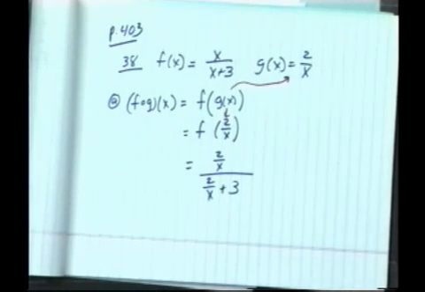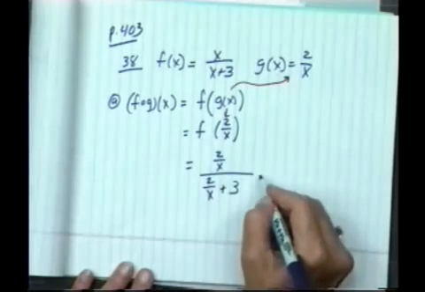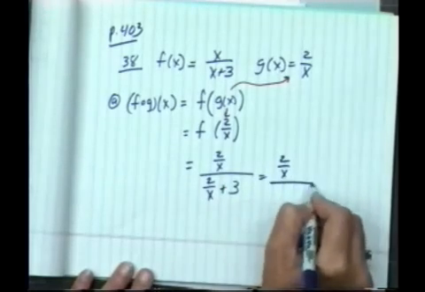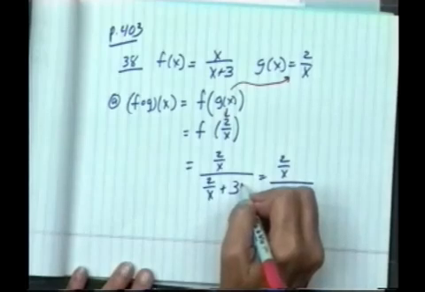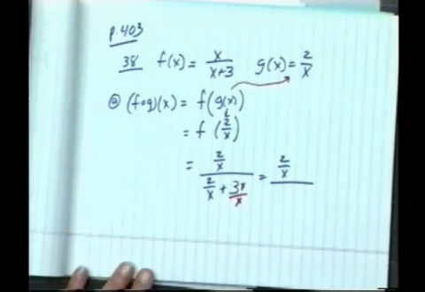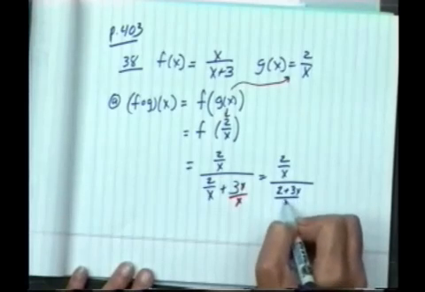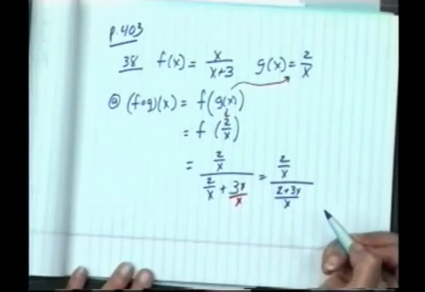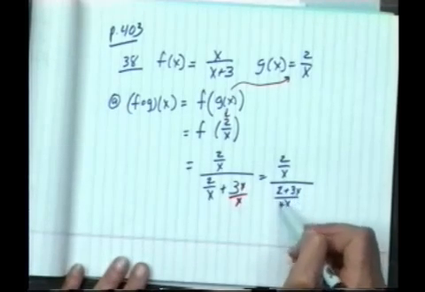What kind of fraction do I have here? A complex fraction. So let's simplify that. The numerator is already a single fraction. What do I have to do down here in the denominator? Multiply the 3 by x over x so that I have a common denominator. So I'll get 2 plus 3x divided by x. Now I have the denominator as a single fraction.